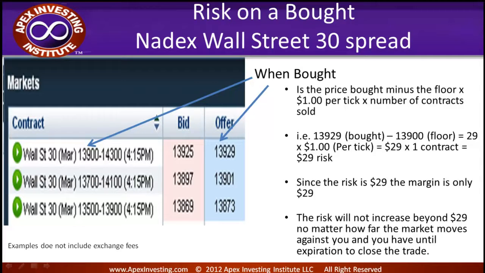The difference is 29 ticks times $1 per tick is $29, times 1 contract would equal $29 risk. Since the risk is $29, the margin is only $29, and the risk will never increase beyond $29 no matter how far the market moves against you, and you have until expiration to close the trade.